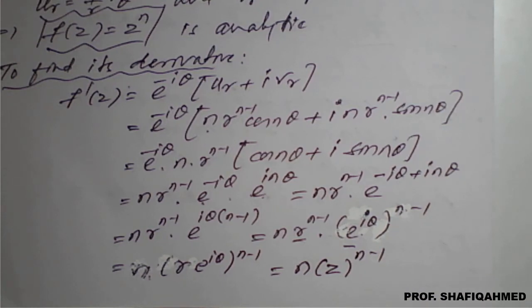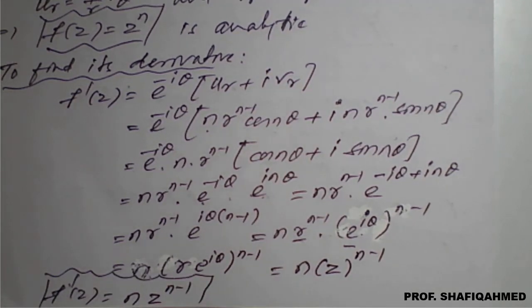So finally I can say that f dash of z is equal to n into z raised to n minus 1, which is the required derivative of the given function f of z is equal to z raised to n, using analytic function under the condition of CR equation. So in this way we need to find a derivative as well as test the analytic functions here.